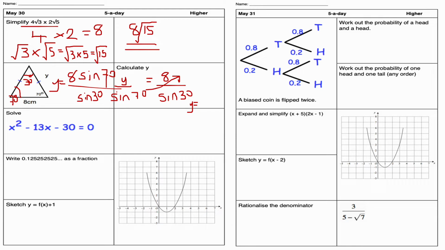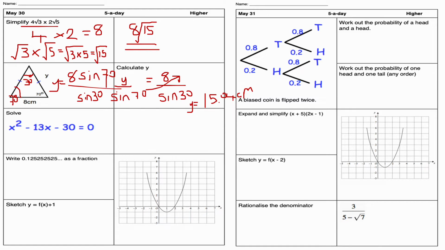So on our calculator, guys, we would type in 8 sin 70, and then divide that by sin 30, which is equal to 15.04 centimeters to 2 decimal places, but obviously it goes on more than that, it's 15.0350819327 on here.